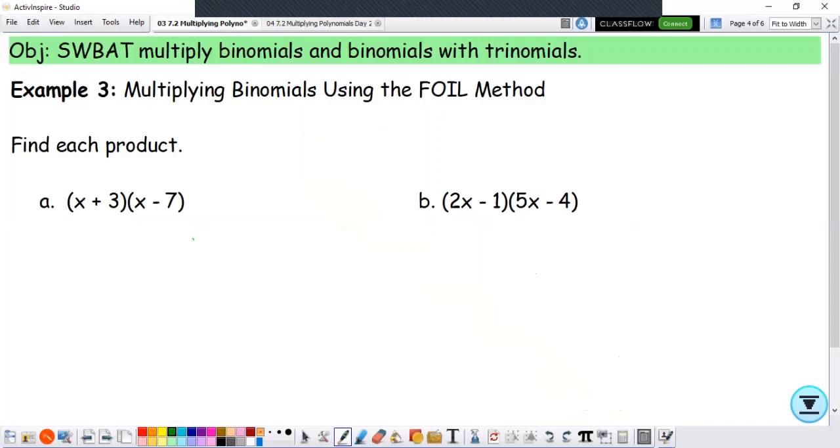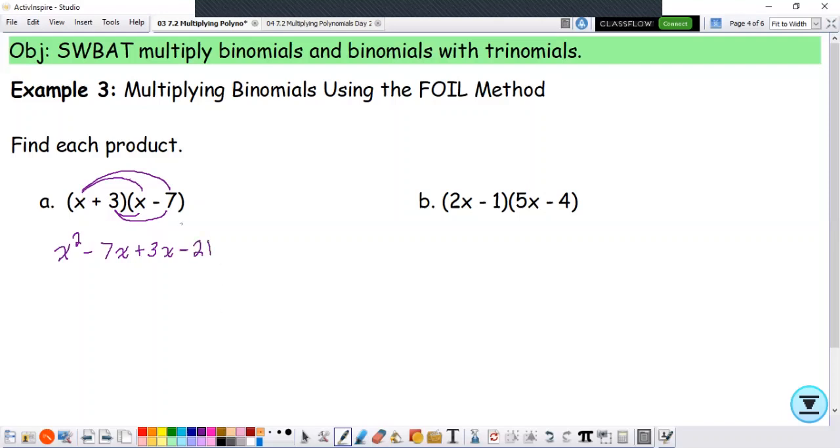So if I want to use the FOIL method, and sometimes students will call this the rainbow method, because rather than writing it out in that vertical method like we had on the previous screen, students draw arcs. I have a tendency to draw 2 arcs above and 2 arcs below. So x times x is x squared. X times negative 7 is negative 7x. 3 times x is 3x, and 3 times negative 7 is negative 21.